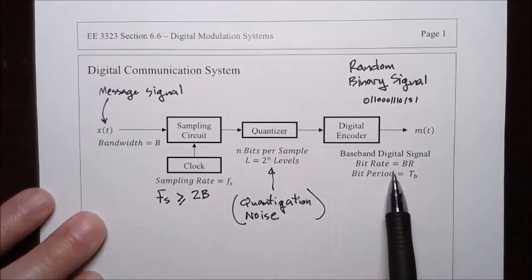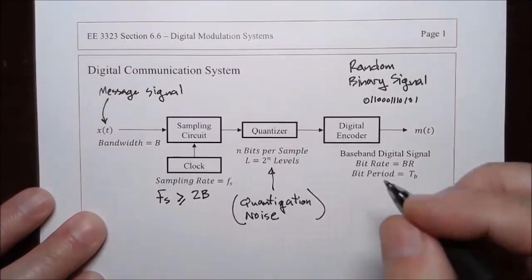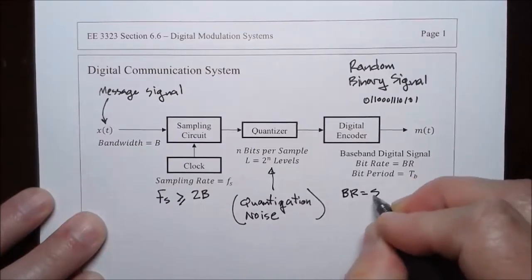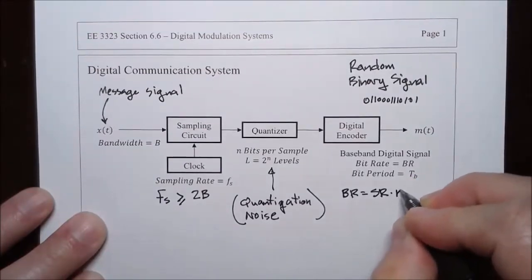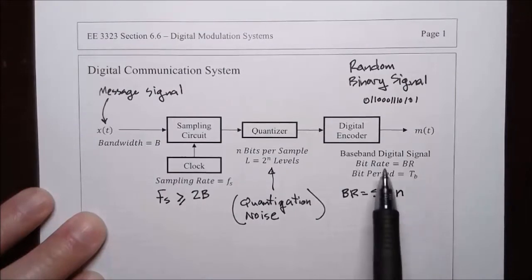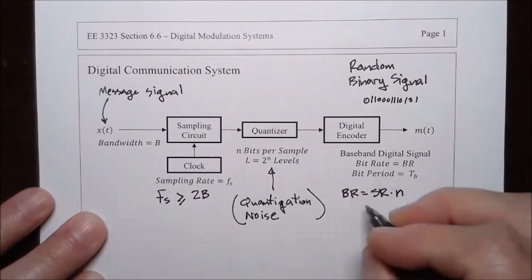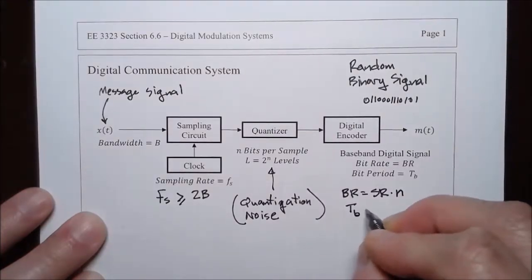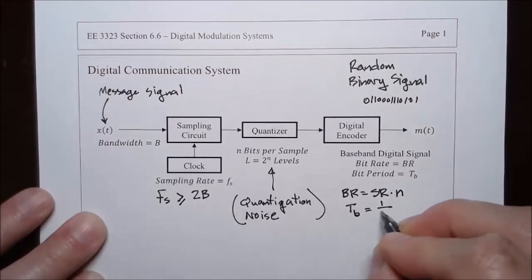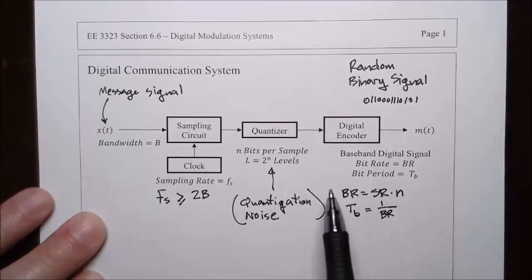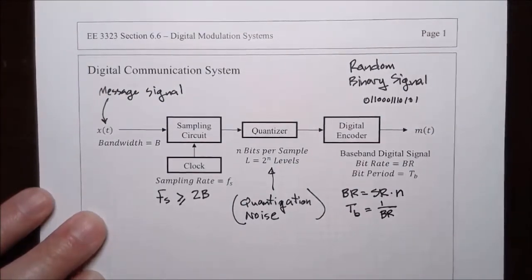The bits proceed at a certain number of bits per second. That's the bit rate. The bit rate is equal to the sampling rate times the number of bits per sample. And each bit is transmitted for 1 bit period. The bit period is equal to the reciprocal of the bit rate. So if the bit rate is bits per second, the bit period is the number of seconds per bit.